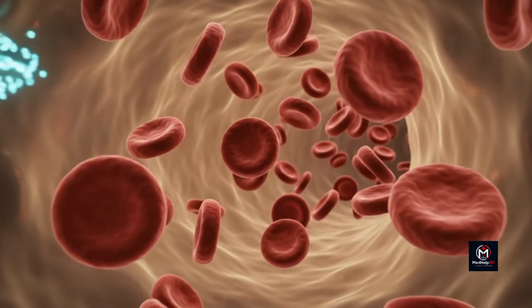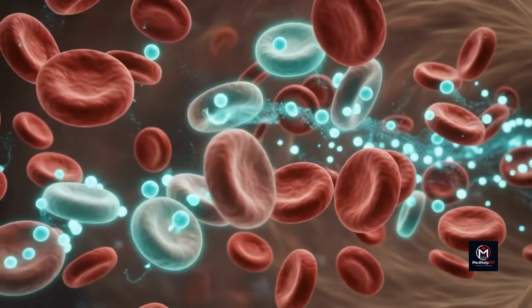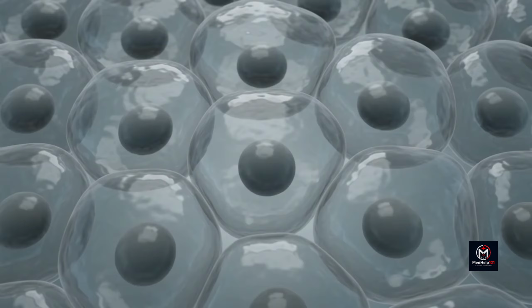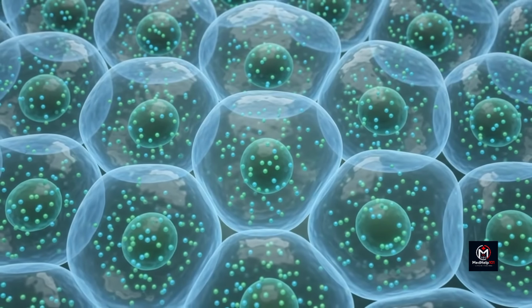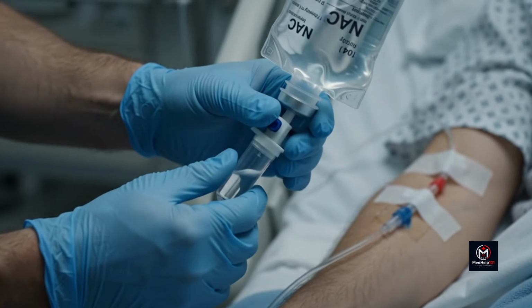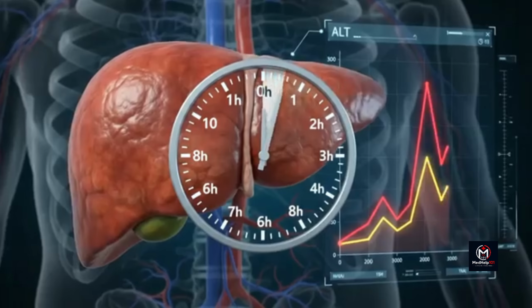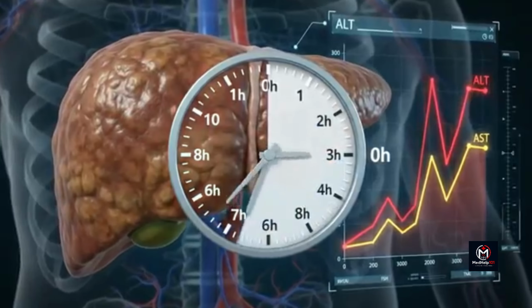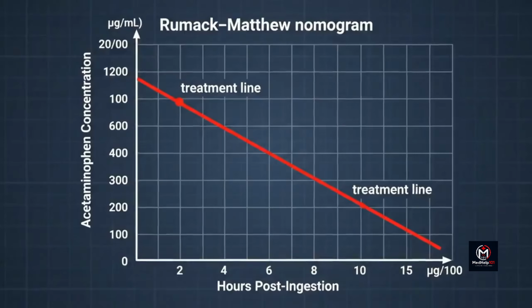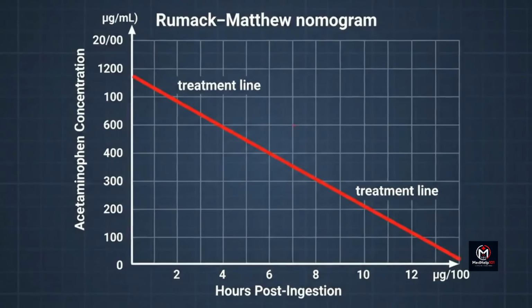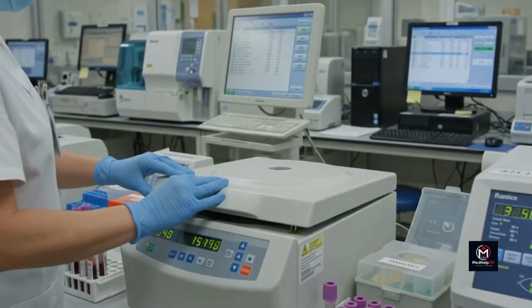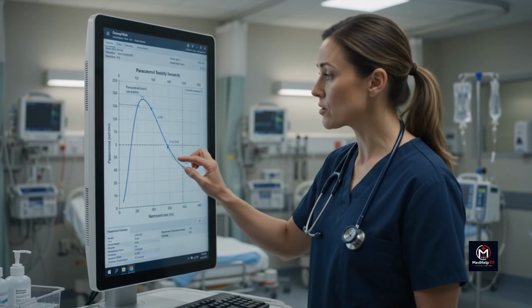Fortunately, an antidote exists. It is called N-Acetylcysteine, or NAC. NAC restores glutathione inside liver cells. The earlier NAC is started, the better the outcome. It works best within 8 hours of overdose, but patients can still benefit even if treatment begins later. In hospitals, doctors measure blood paracetamol levels. The Rumack Nomogram helps determine treatment after a single acute overdose. It guides the decision to start NAC.